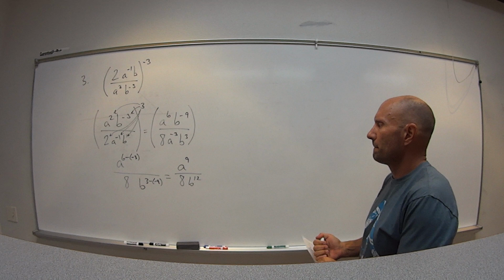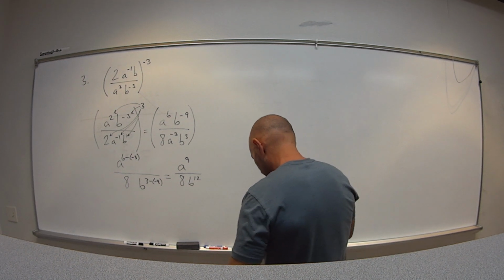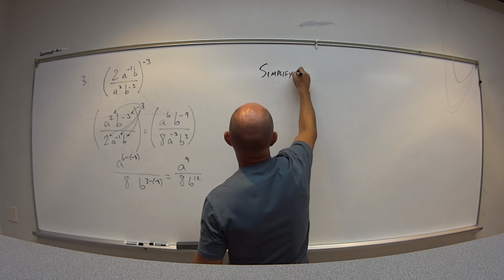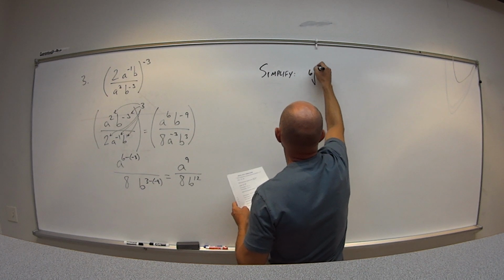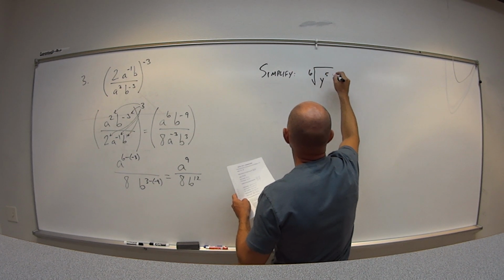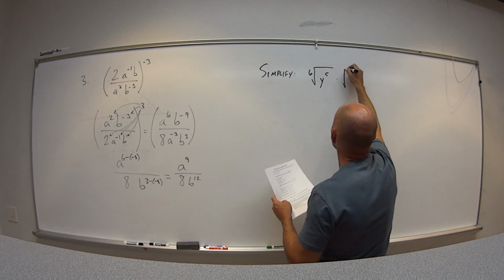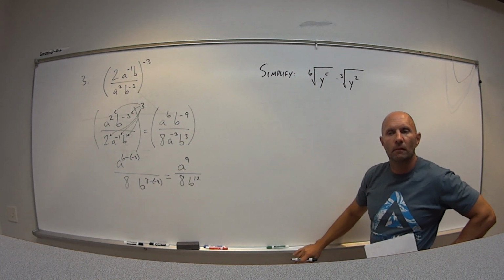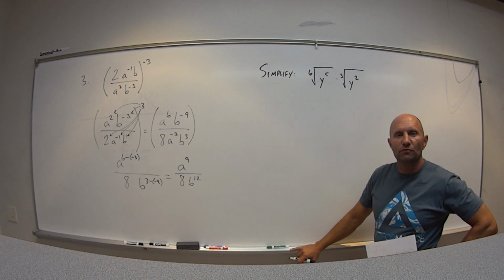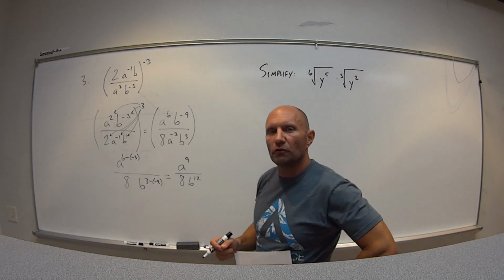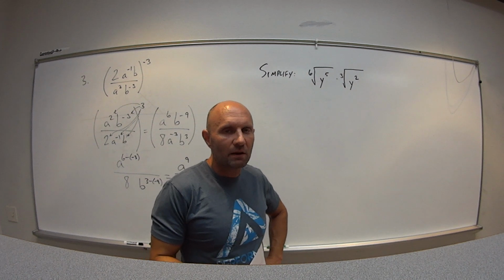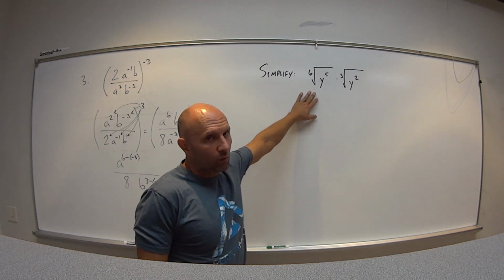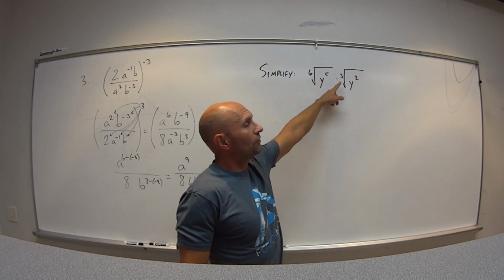Okay, number 4. So number 4, we want to simplify the following. We have the 6th root of y to the 5th power times the cube root of y squared. All right, so this is multiplication of radicals. So in order to do multiplication of radicals, what has to be the same? The roots have to be the same. Can I just multiply this one out? The answer is no, because this is a 6th root, this is a 3rd root.